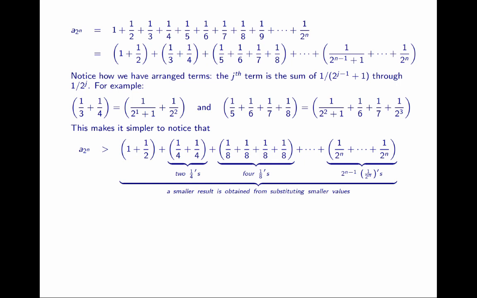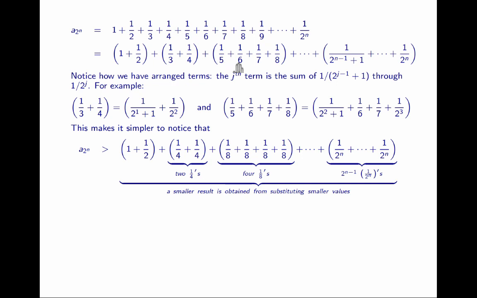So by demarking terms in this way, it makes it simpler to notice that we can bound A sub 2 to the n below by, well, this first term doesn't change. This second term, I'm going to get something less by replacing a third with a quarter, right? Since 3 is less than 4, a third is greater than a fourth. So because I replaced the third with something less, I'm getting a lower bound, something less than A subscript 2 to the n, which is what this is equal to.